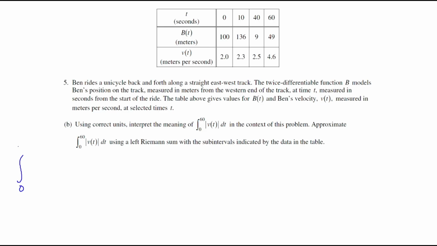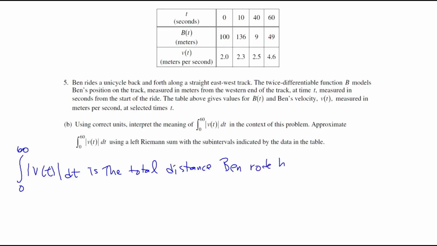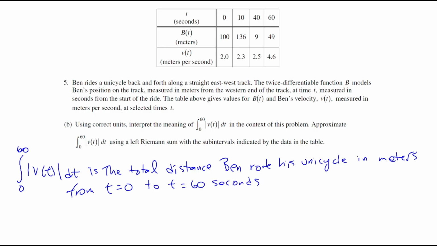So we're going to say that the integral from 0 to 60 of the absolute value of v of t dt is the total distance. That's the key word there, the total distance. And then just kind of fill in the right stuff here. The total distance Ben rode his unicycle in meters, because it does say using appropriate units, in meters, from t equals 0 to t equals 60 seconds. And just for the meaning of that integral, we're going to get 1 point.